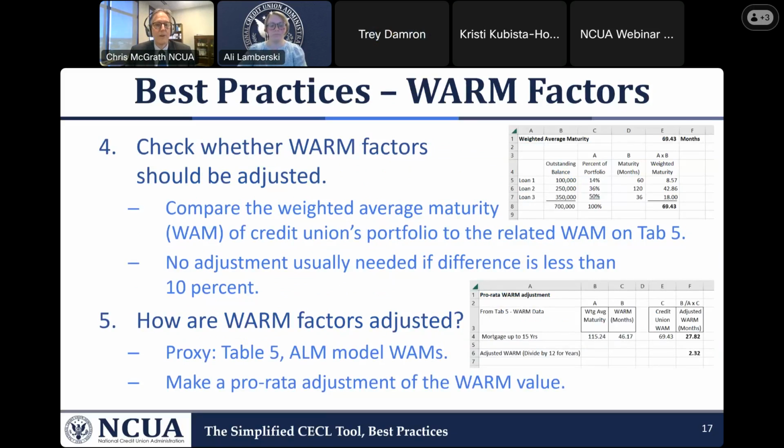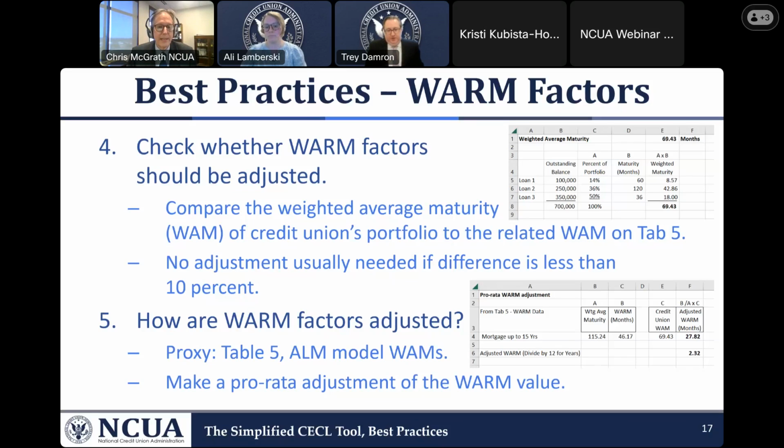Okay, here we have WARM factors. The WARM factors provide that life of loan estimate required by CECL. We're supposed to recognize losses, credit losses over the life of the loan. Just as we want loss rates to be reasonable, we want the life of loan factors, the WARM factors, to be reasonable. Compare the weighted average maturity, or WAM, of your portfolio to that of the tool. For the tool, the values are listed in tab 5.